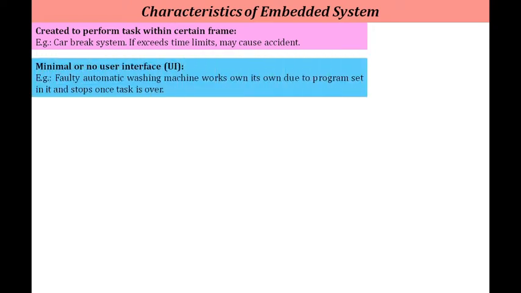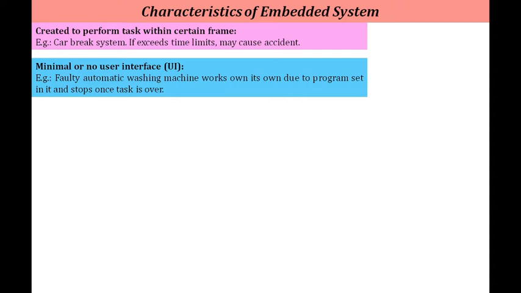Then minimal or no user interface, that is UI. Let's say there is an automatic washing machine. Whatever program is fed there through the microprocessor or the microcontroller to the embedded system of that particular automatic washing machine, it works on its own due to the programming which is set, and it stops once the task is over. So these are some important characteristics of an embedded system.